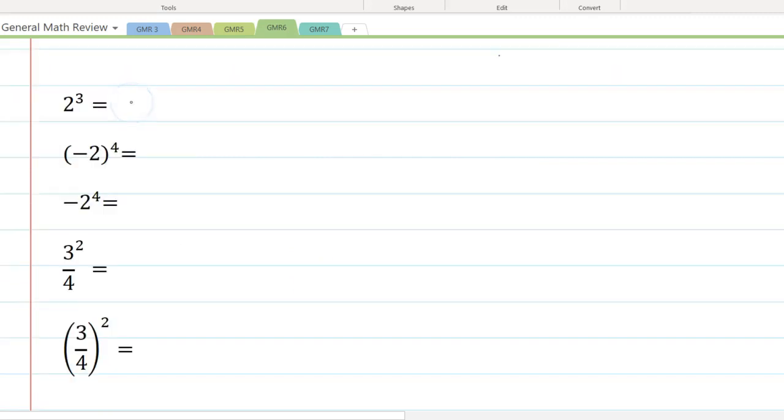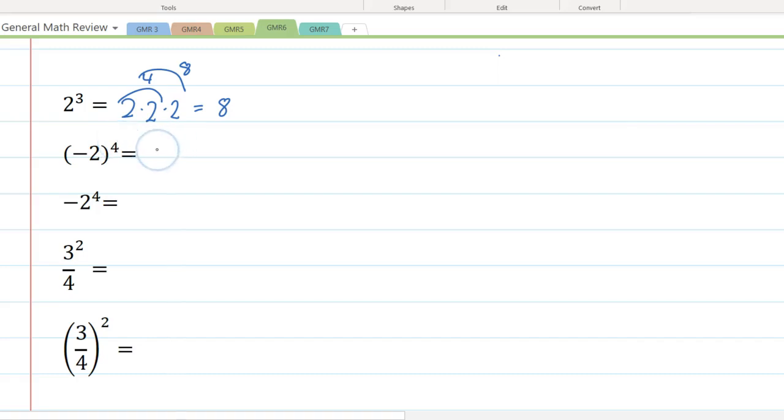A few more examples. 2 cubed tells us to have 3 2's. 2 times 2 is 4. 4 times 2 is 8. Our answer is 8. Next we have negative 2 in parentheses with the 4 as an exponent.